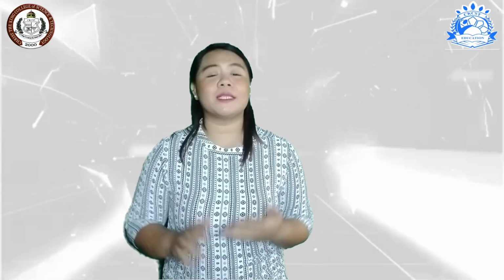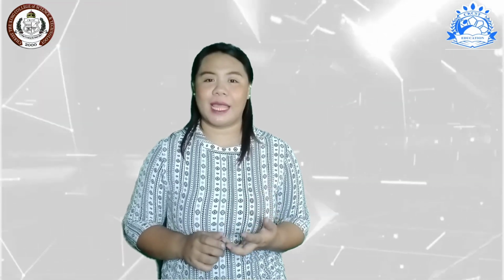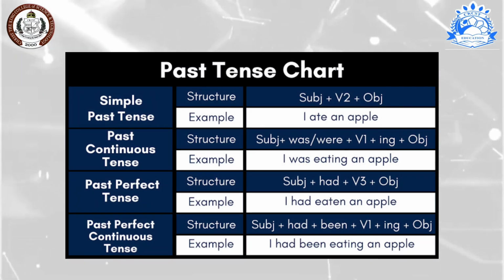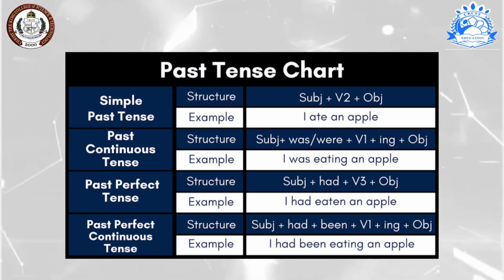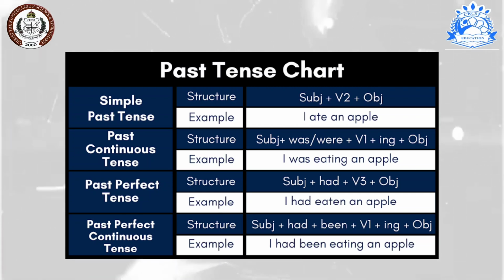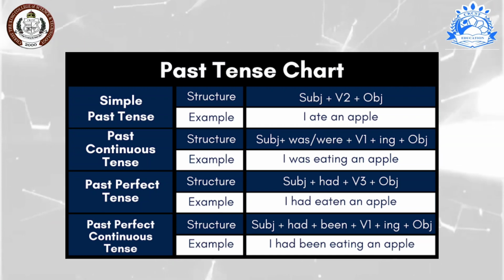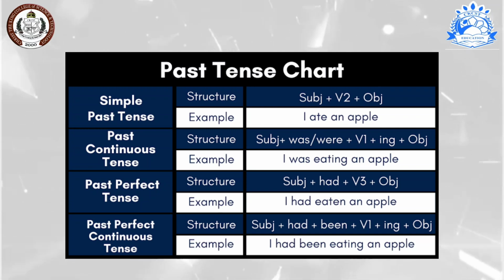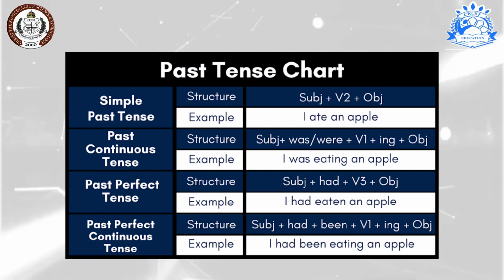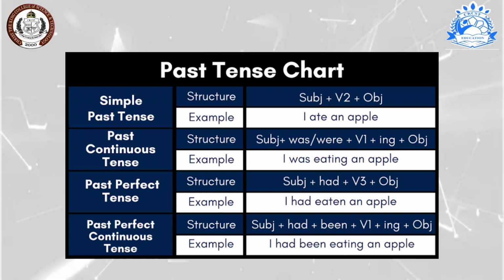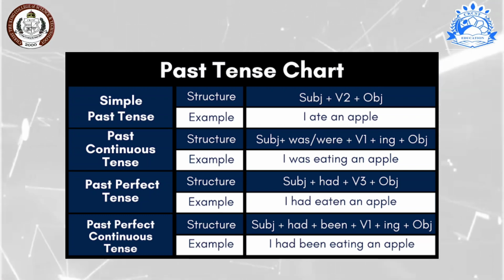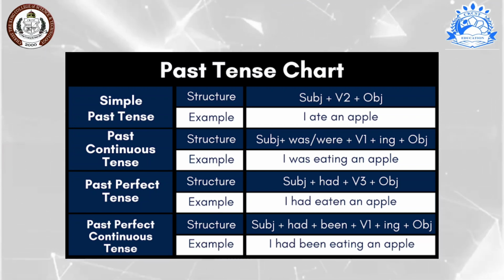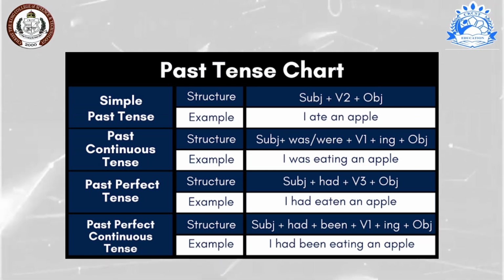I'm going to show you a chart that represents the simple past tense and the past perfect tense so you can understand them. This will be your guide in constructing a sentence with past tense. For simple past tense, we have the formula subject plus verb plus object. For past continuous tense, we have subject plus was or were plus verb plus ing plus object. For past perfect tense, we have subject plus had plus verb plus object. And for past perfect continuous tense, we have subject plus had plus been plus verb plus ing plus object.